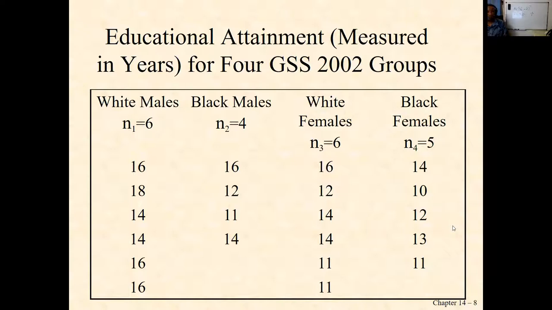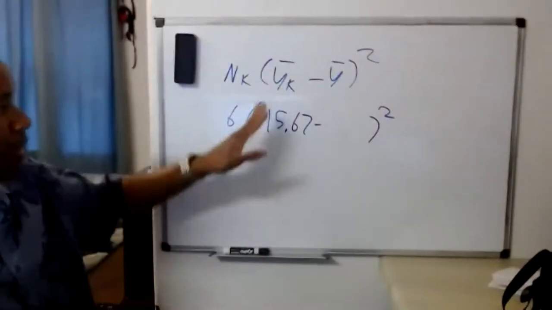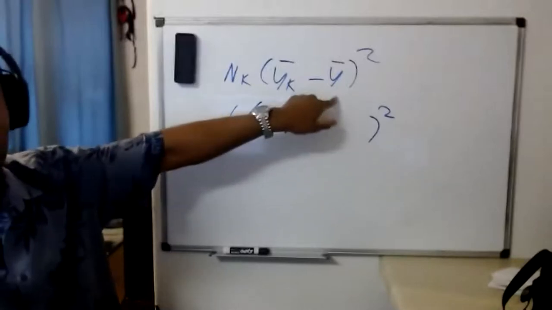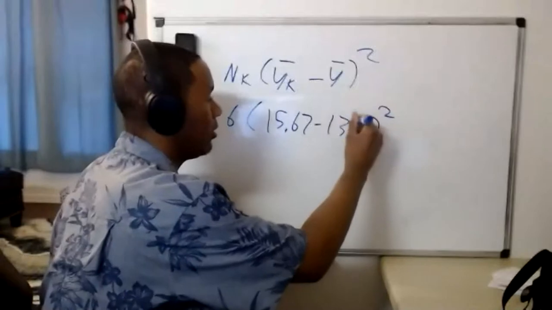Is it 13.57? The overall mean is 13.57, correct. Good. So if you added all these numbers up together and then divided by 21, you should get 13.57, okay? So the mean of the first sample is 15.67. The overall mean is 13.57. Did everybody see how we got all these numbers here?